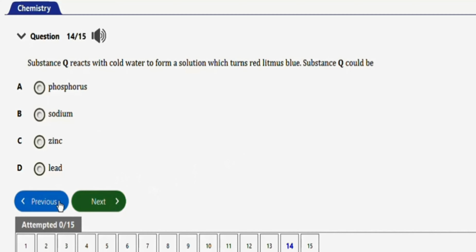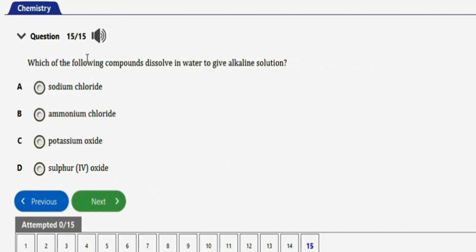The last question before I end this video is this one. It says which of the following compounds dissolves in water to give an alkaline solution? So we have sodium chloride, no. Ammonium chloride, no. Potassium oxide, yes. Okay, sulfur IV oxide, no. So the right option is option C, potassium oxide. It dissolves in water to give an alkaline solution.